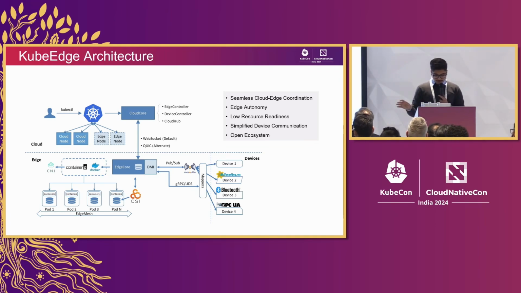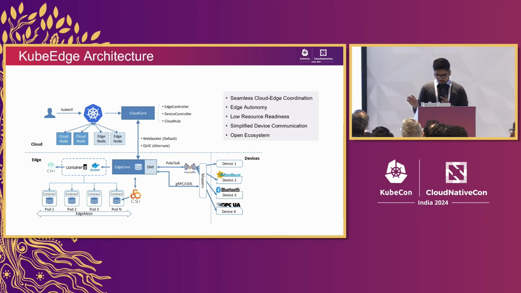And if we look at the edge part, we have this edge core, which would use container runtimes like Docker and Containerd to manage these pods. And these pods are where the edge applications would be running. And there is edge mesh, which is used for communication between multiple edge nodes or these applications at the edge.